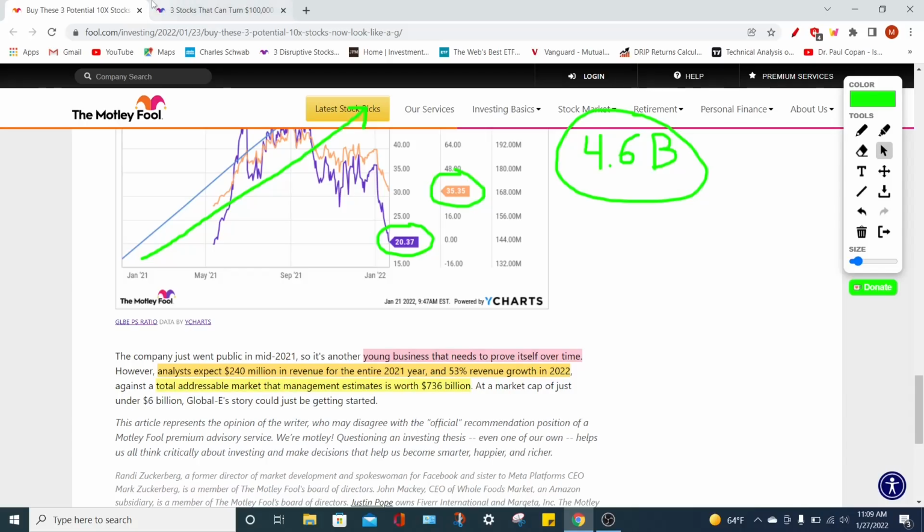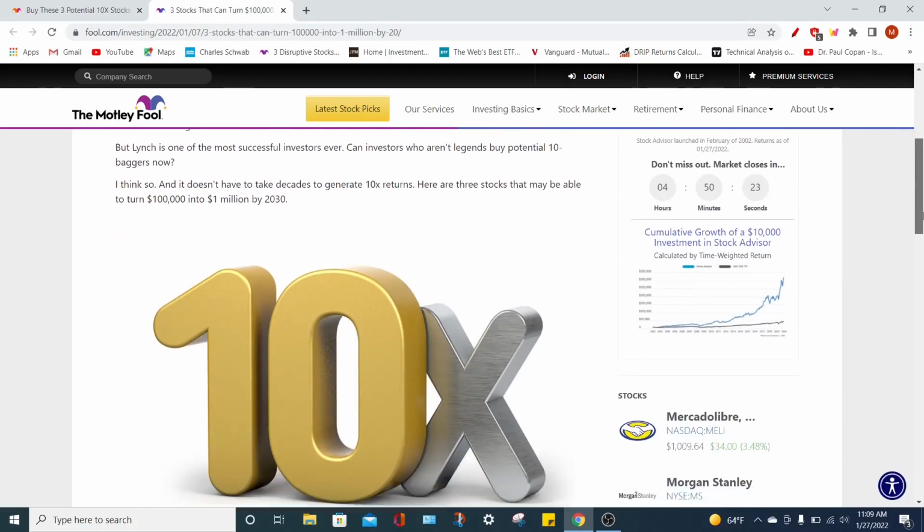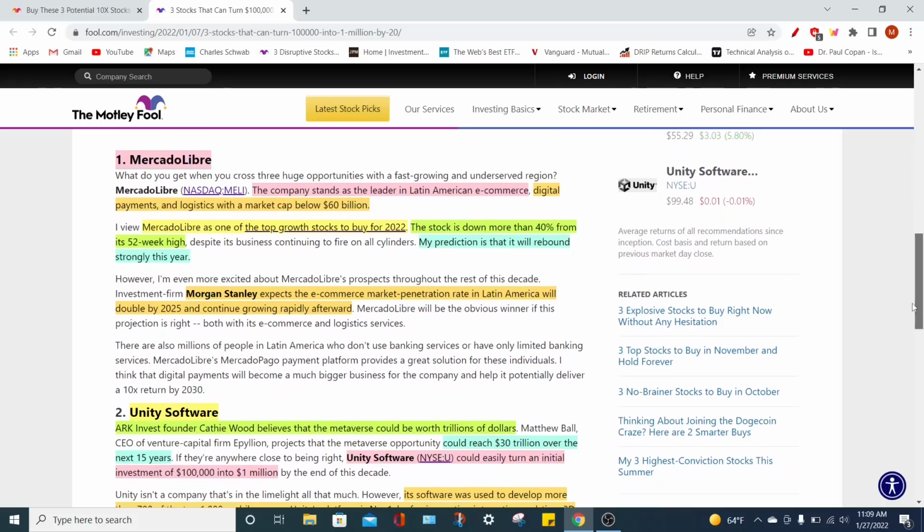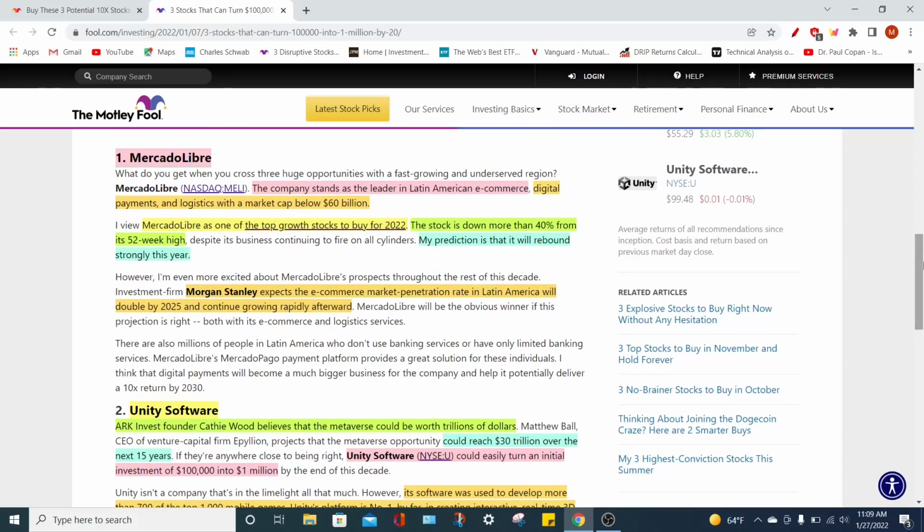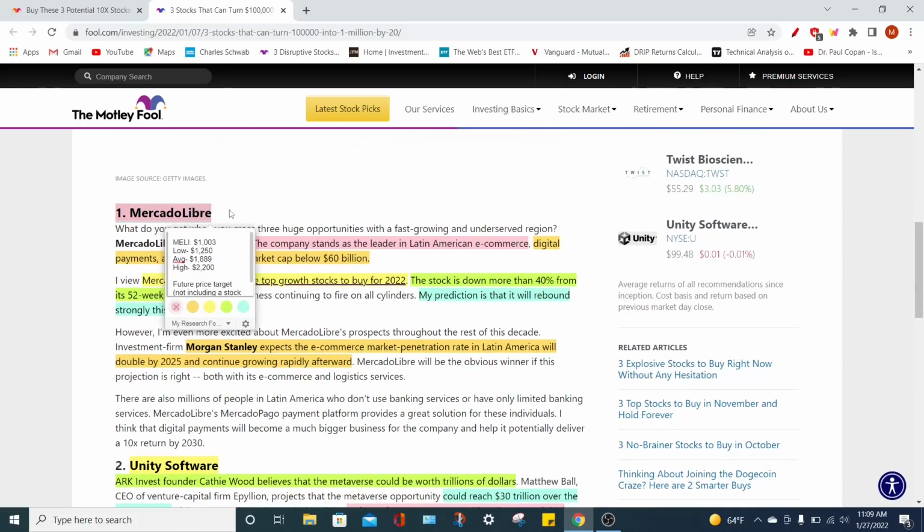Speaking of fantastic e-commerce plays, I want to talk about one of my personal favorite stocks, and that is Mercado Libre, ticker symbol MELI. The current stock price for MELI stock trades at around $1,003. The low-end price target, according to analysts, is $1,250. The average price consensus is $1,800, and the high-end price prediction is $2,200.